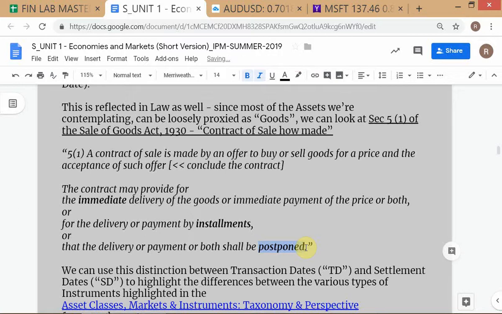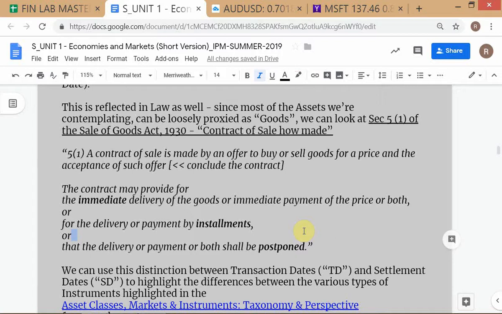So if you take the extreme case of postponement, this also brings out the idea that the transaction date and the settlement date are two different concepts. You enter into a contract, but the exchange of assets, which is the subject matter of the contract, that actual physical exchange may happen at a later date. It may also happen on the same date. Even if it happens on the same date, we say that the transaction date and the settlement date are the same. We don't say that there is no settlement date.